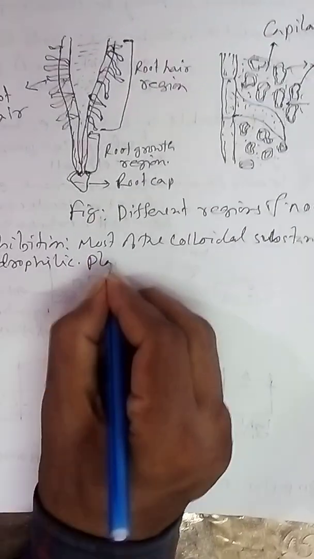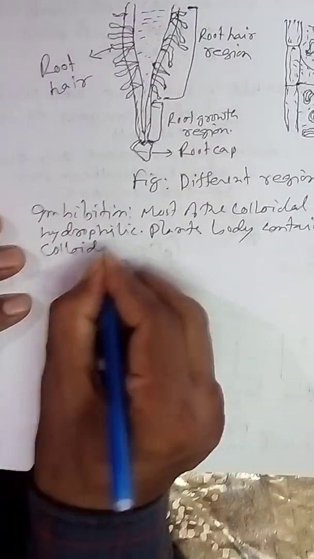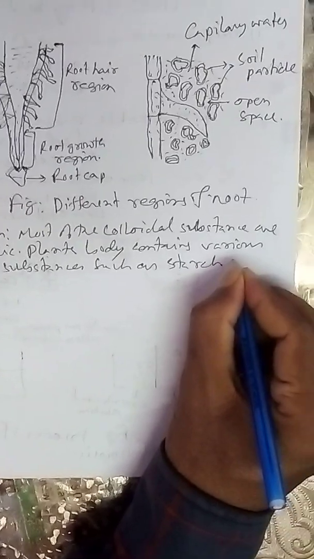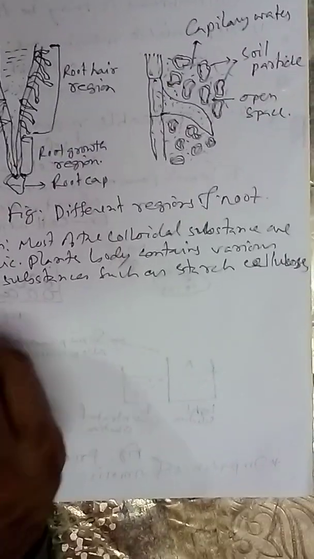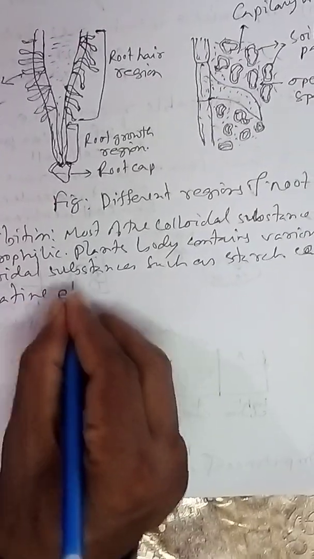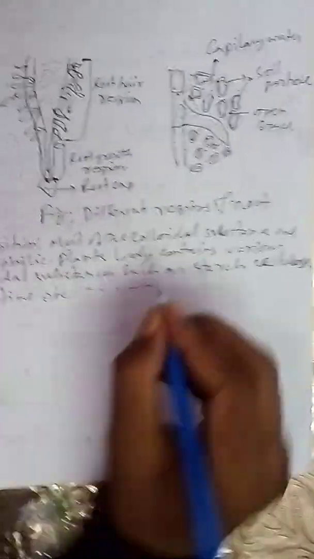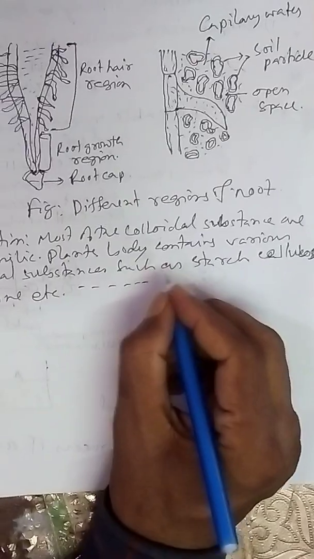Plant's body contains various colloidal substances such as esters, cellulose, gelatin, etc. These substances can absorb water because of their colloidal nature. The process by which colloidal substances absorb different liquids is called imbibition.